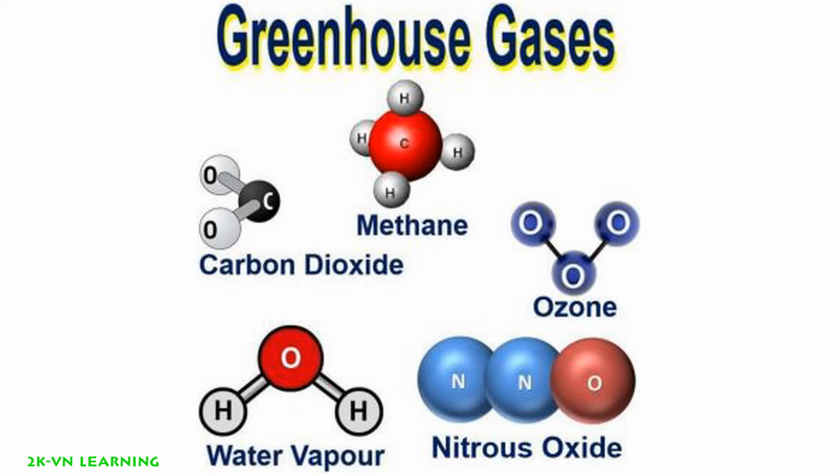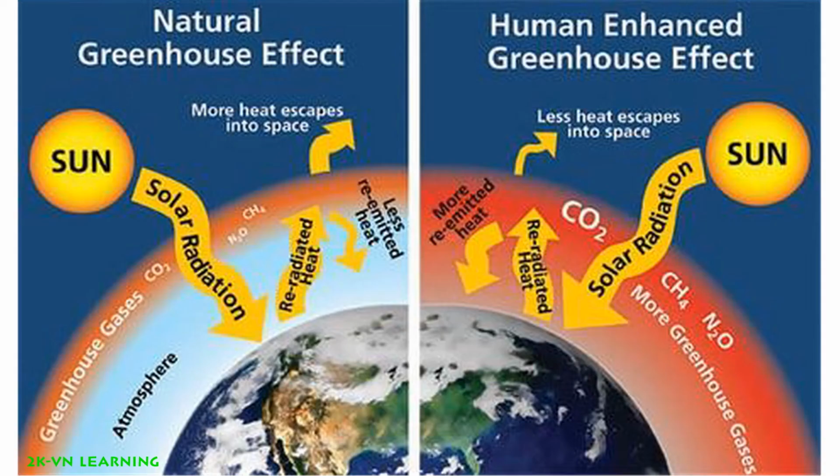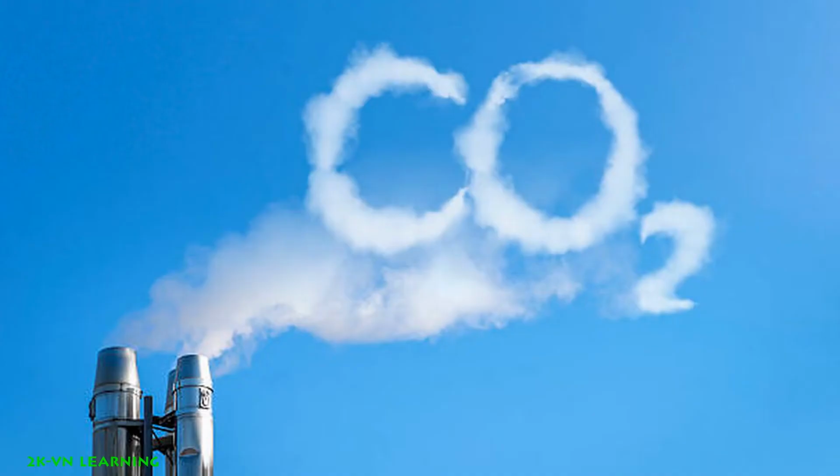Carbon dioxide is a greenhouse gas, in a group with methane, O3, and other gases that trap heat from the sun inside the Earth. Too much carbon dioxide in the air makes Earth get warmer and warmer. When humans burn fossil fuels like gasoline and coal, carbon dioxide is produced.